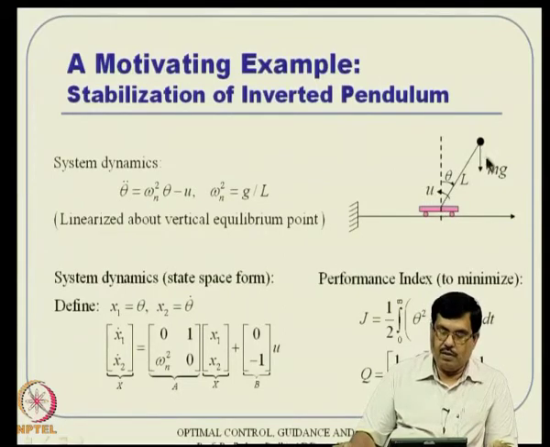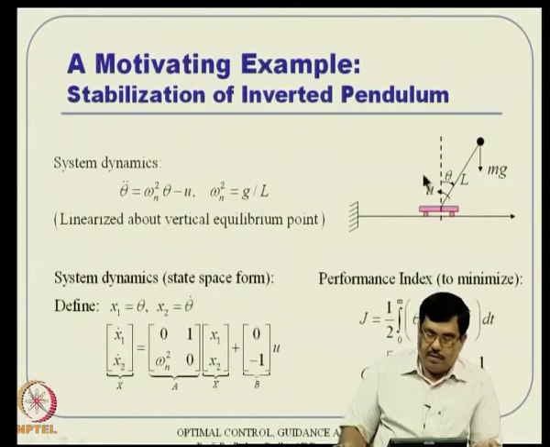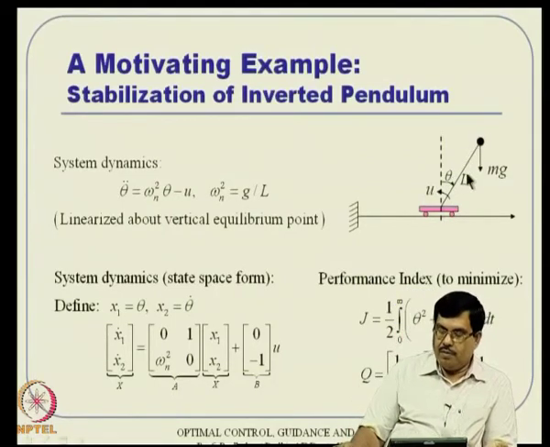There is a cart and there is an inverted pendulum, and one way to stabilize that is to move the cart. But one way to stabilize it is also to apply a torque around that. By moving the cart here and there, you are also indirectly applying a torque, but in general you can also directly mechanize some sort of a motor where this torque can be generated.